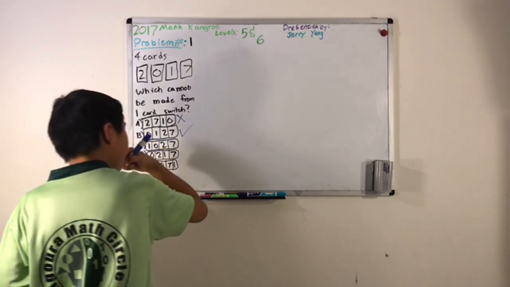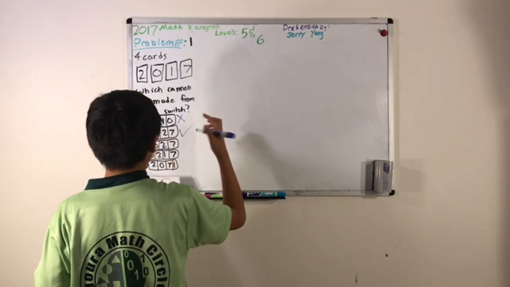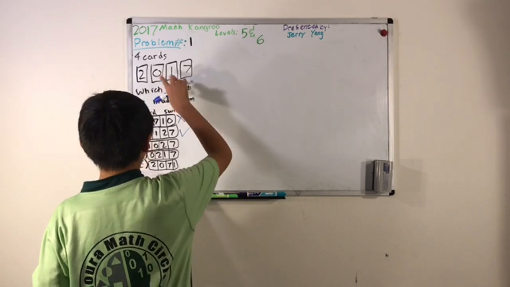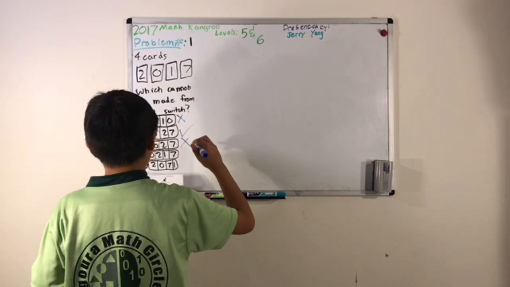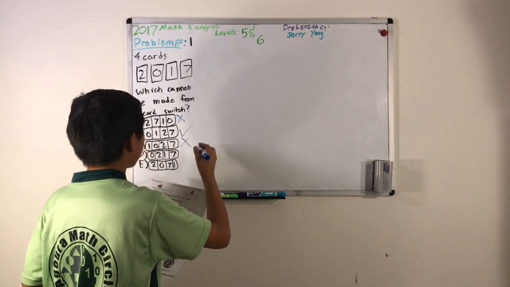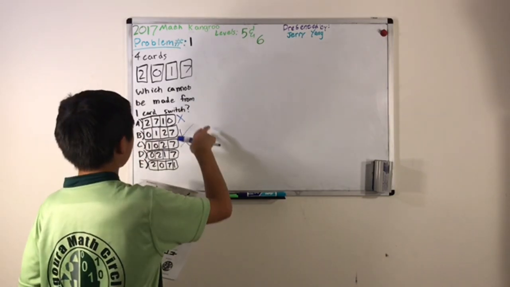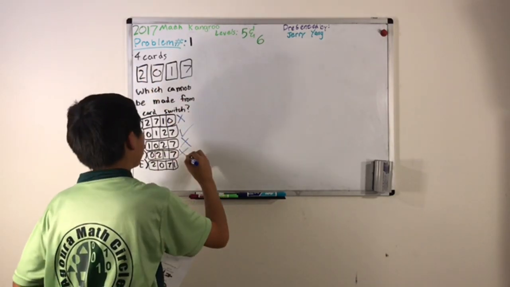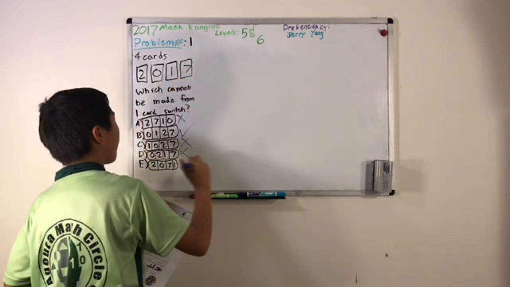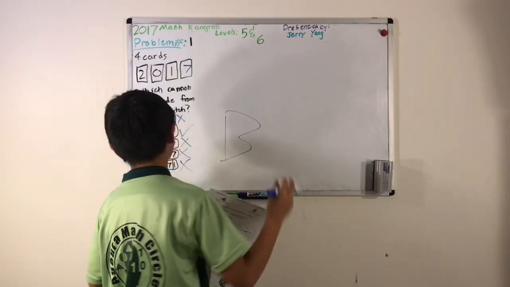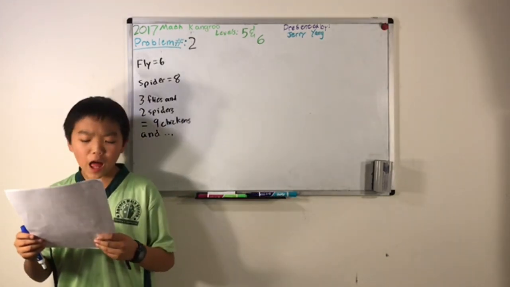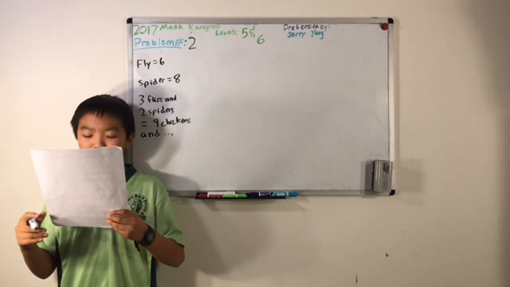So, C, we know that it can be done in only one because we can just switch the 2 and the 1. So, C cannot be our answer. D is not the answer either because we can easily swap it by swapping the 2 and the 0. And E is not the answer either because we can easily do that by swapping the 7 and the 1. Therefore, we know our answer is B. 0127.